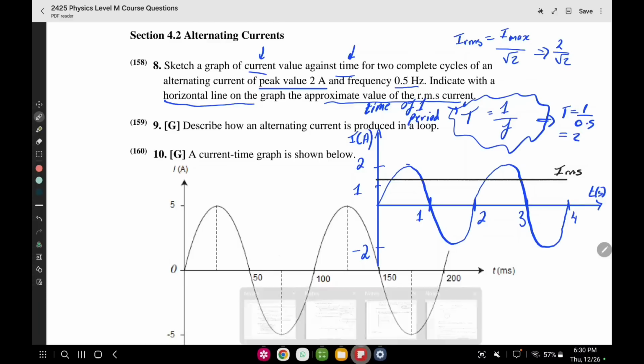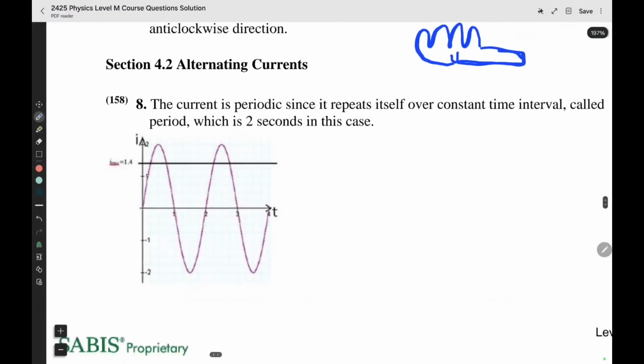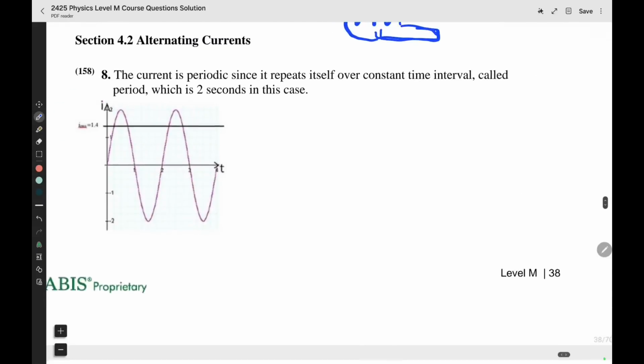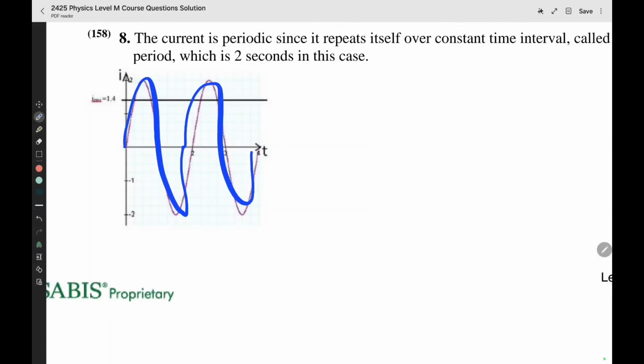Perfect. Let's take a look at the answer key over here. The current is periodic. They found the time, which is 2 seconds, and they solved. Very, very easy. Okay, and like I showed you, they did one period and did another period.